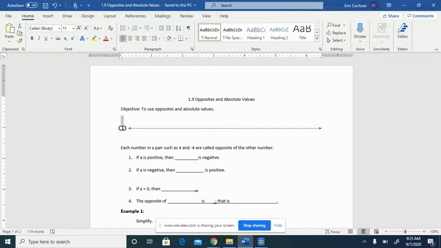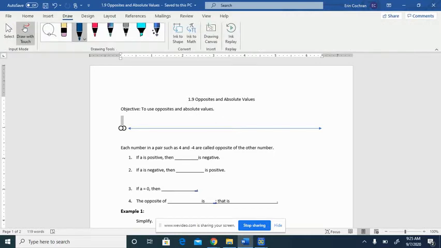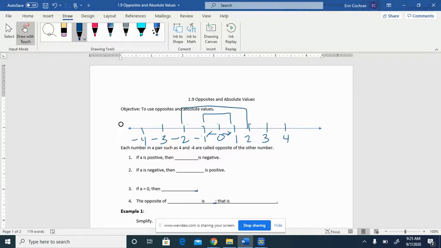When we talk about opposites, opposites are the same distance away from zero. So if I'm looking at a number line, if I have 0, and to the right are our positive numbers, 1, 2, 3, 4. To the left would be our negative numbers, -2, -3, -4. So 1 and -1 are opposites because they're both 1 unit away from 0. 2 and -2 are opposites because they are 2 units away from 0. So each number in a pair, such as 4 and -4, are called opposites of the other number.